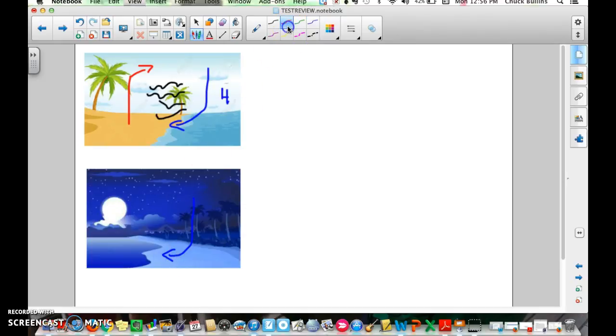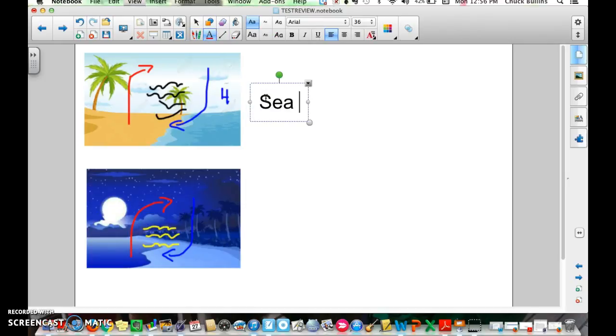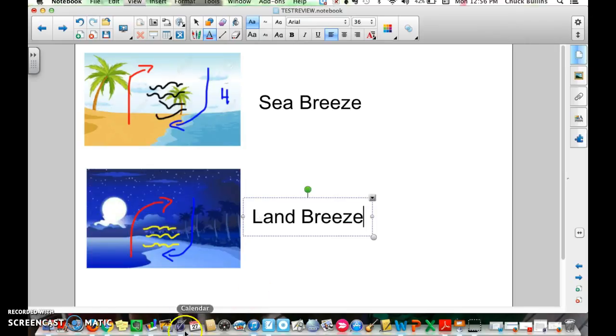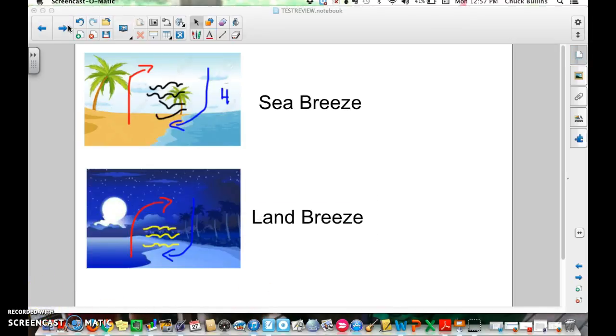Your water has spent all day staying warm, and the air above it is rising. Now we have the opposite going on. My wind, which I have to do in yellow, is now moving from the land to the sea. And we call that a land breeze. So we have our sea breeze, and we have our land breeze.